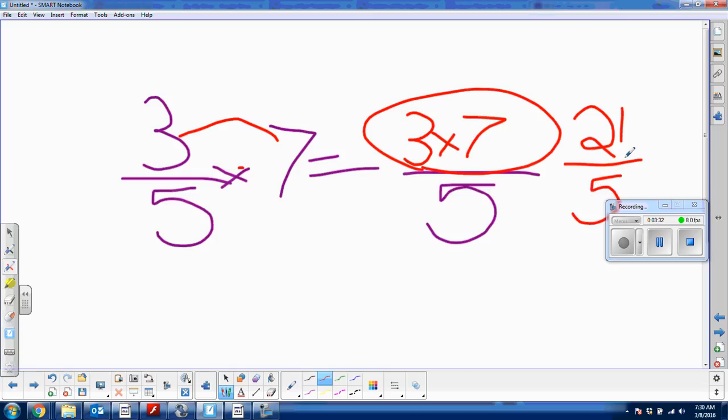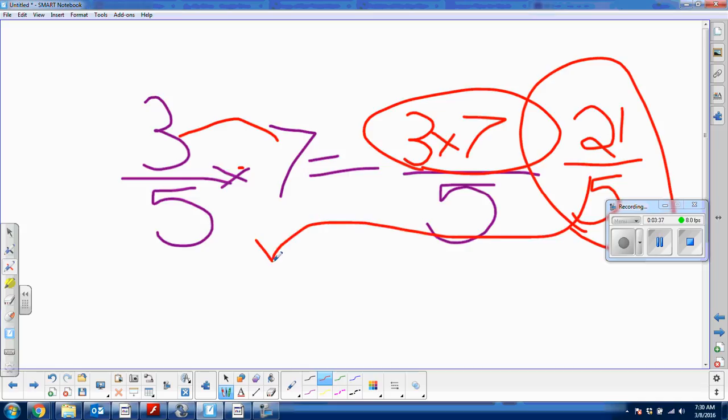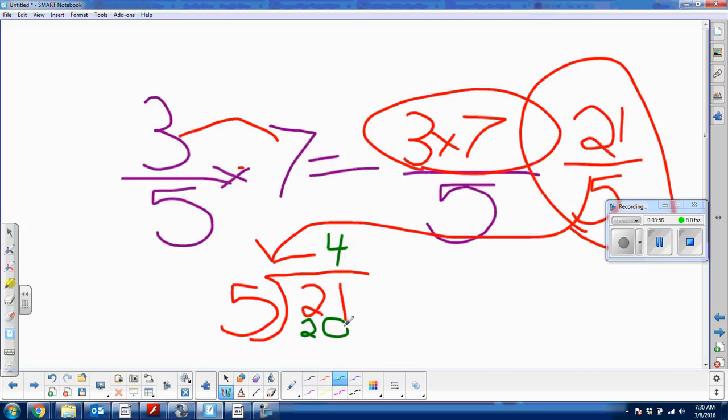But here's the deal. We're not allowed to leave it like this as an improper fraction. What we have to do now is change it into a mixed number. So let me go ahead and show you. I'm going to take my 5, and move the 21 down next to the 5. I'm going to say that my 5 can go into 21 4 times, minus my 20. Alright, so now I have that 1. I'm going to put that 1 up here, and move my 5 over here. So my mixed number would be 4 1/5.